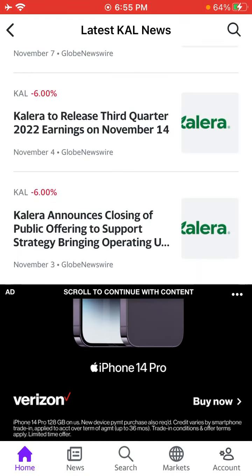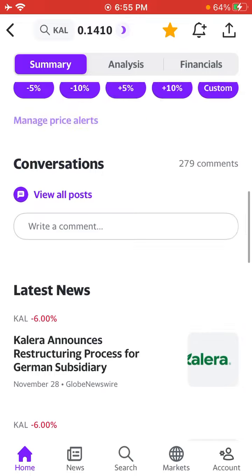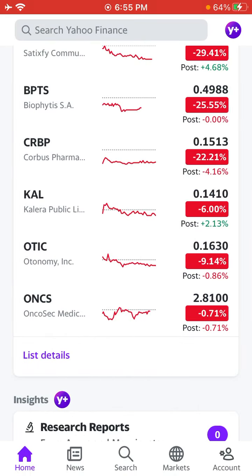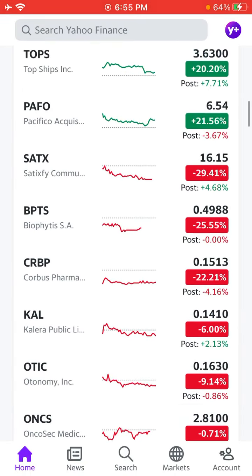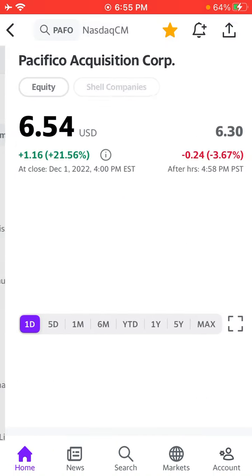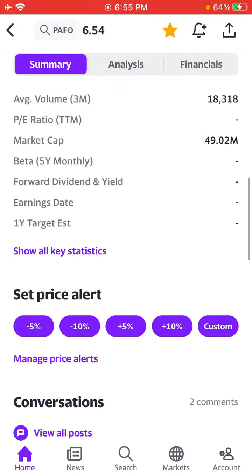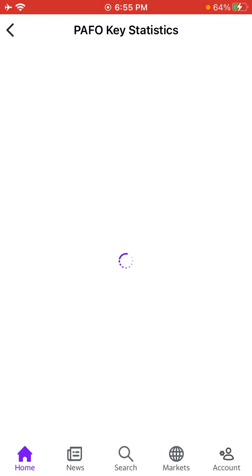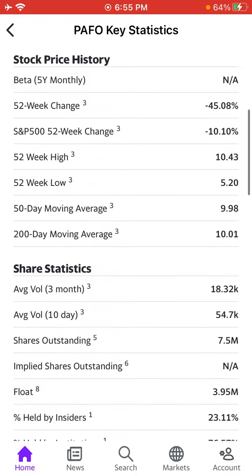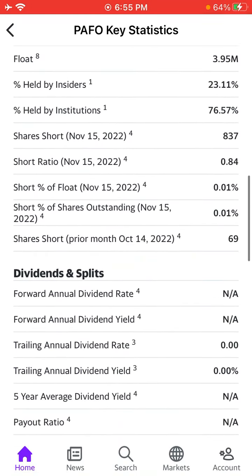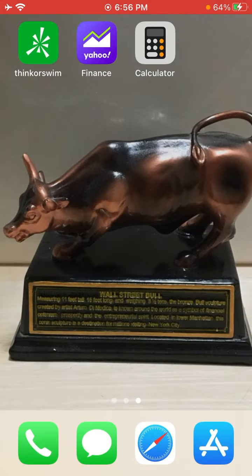But normally, I can show you now an example of a stock. Normally, if it's a regular American stock like this stock, PAFO, if you go to key statistics and look at the float on Yahoo Finance, it'll show some number. This number it's showing is about 4 million for the float. And then if you look at the most recent 10Q file, it'll probably show a different number.